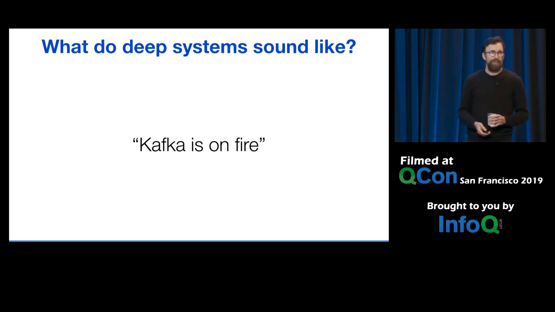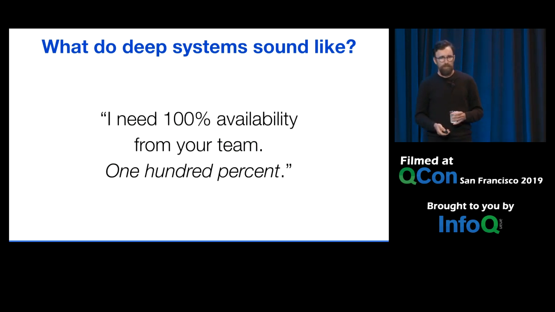Kafka's on fire, also something everyone here is probably quite familiar with. This is usually a symptom of multi-tenancy. It's not really Kafka's fault. It's tough if you had this great idea: the platform team is going to run one giant Kafka instance for our entire organization, which does make sense, but it turns out that a single bad actor can run rampant in that Kafka instance, and that has a lot of unintended consequences. So this is another symptom of a deep system.